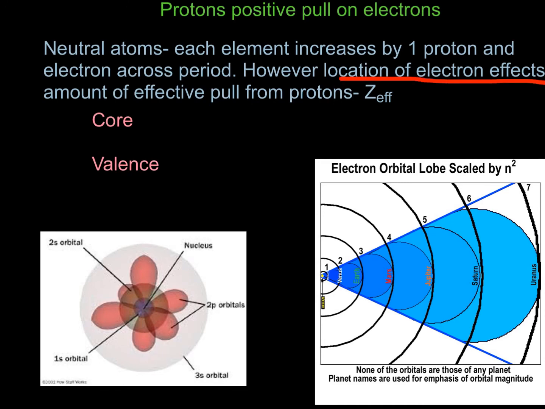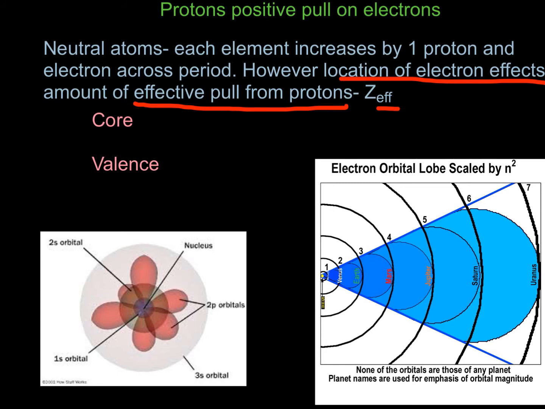The location of the electron is going to have a very big role on this effective pull from the protons. Now Z is always the symbol for protons. It's always the symbol for your atomic number. Therefore, Z with a little subscript of eff means effective proton pull. So your Z-eff is very important, and you'll use this symbol whenever you see it.